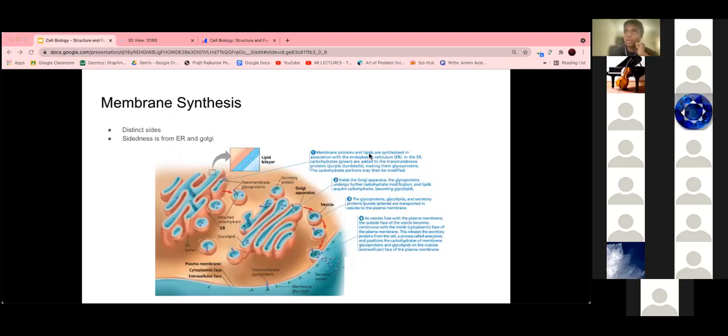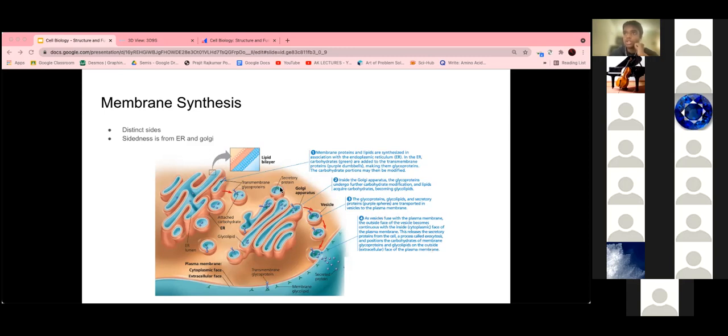Okay, so now I'll be talking about membrane synthesis. So membrane synthesis is also the cause of membrane-sidedness. And the sides of a membrane are different because of differing lipid compositions on each side and due to the presence of different proteins and carbohydrates on each side. And membrane-sidedness arises as the membranes are built in the endoplasmic reticulum and the Golgi.